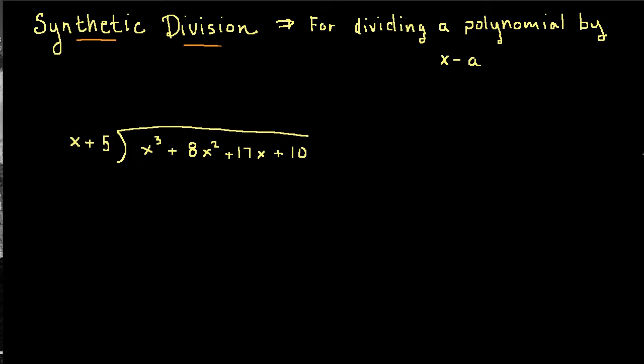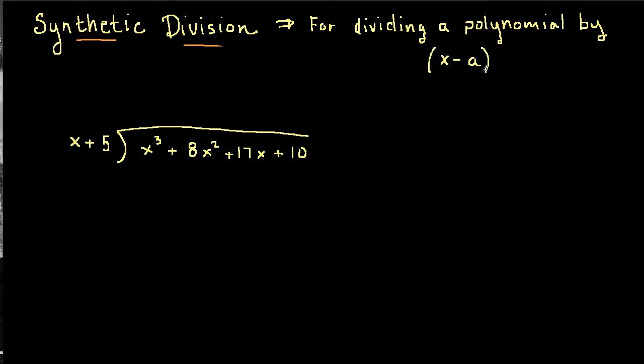Okay, so now we're going to learn a shortcut for long division, which is called synthetic division. We use this when we're dividing a polynomial, something that looks like this, by x minus a. This statement right here has two pieces of information for you.